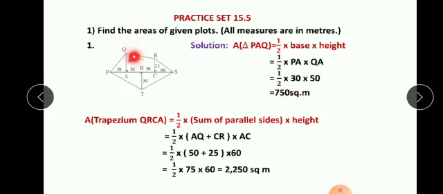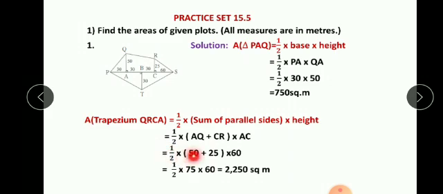Now the next figure is what? QACR or QRCA. This is a trapezium. What is the formula for trapezium? Area of trapezium QRCA is equal to half into sum of parallel sides into height. So now write down half into sum of parallel sides. Which are the parallel sides here? AQ is a parallel side and CR is the parallel side. So AQ plus CR in bracket, and what is the height? Height is AC. For this trapezium, AC is the height.